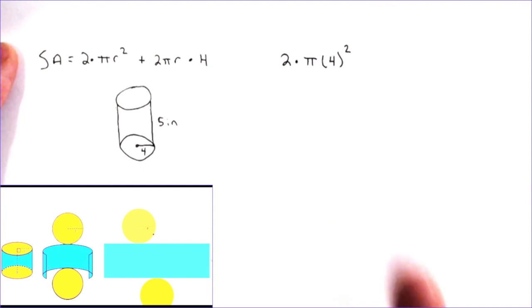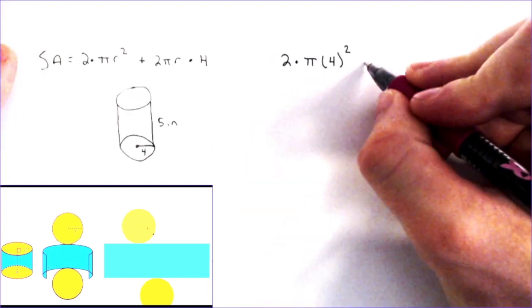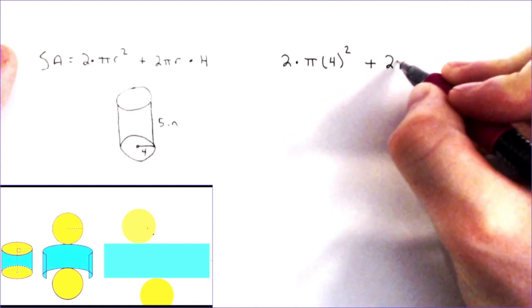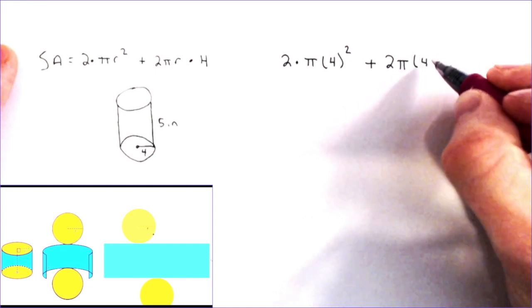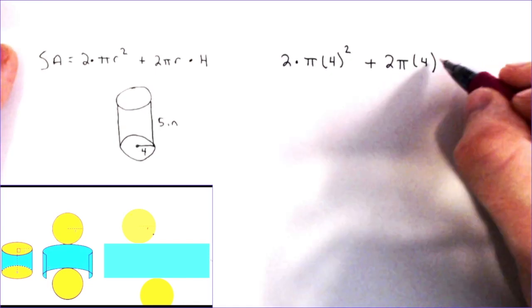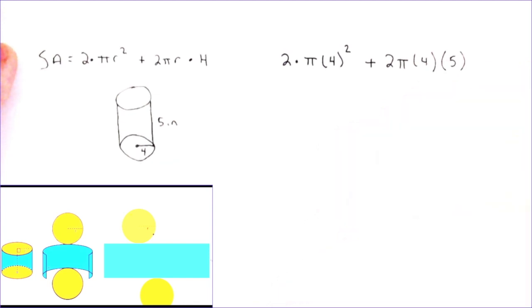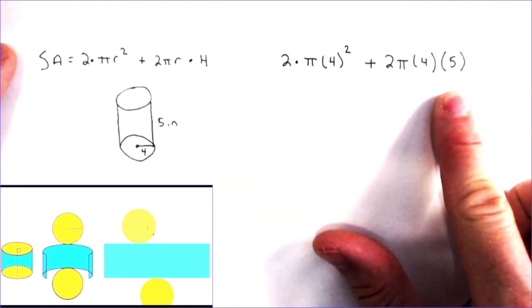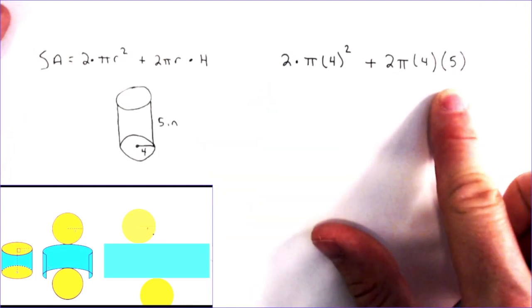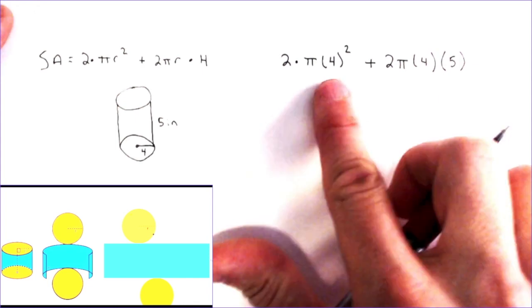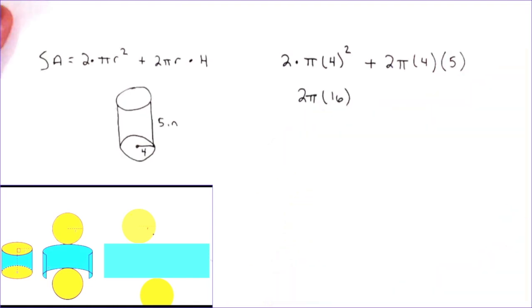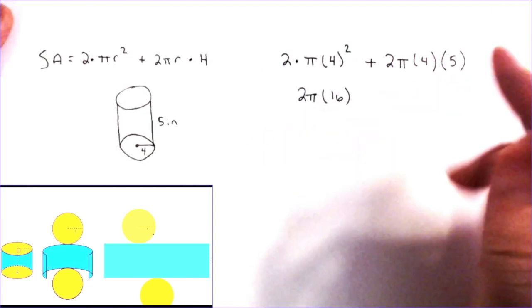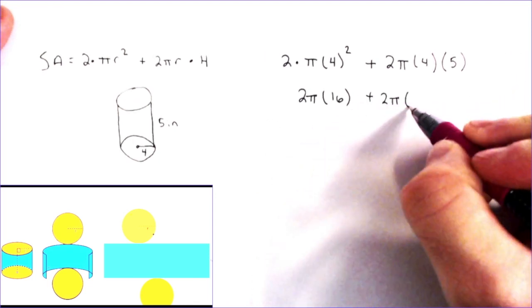And I got the 2 circles right here. And then I have to add in that rectangle, which is 2 times pi r. Again, our radius is 4, so we're going to plug the 4 in again, and then times that by h, which our height is 5. We're going to follow through with this math, and then we are going to be able to get our answer. So we end up with, I always do the 4 squared first, 2 pi times 16. And then I always do the 4 times 5 first, and you end up with 2 pi times 20.